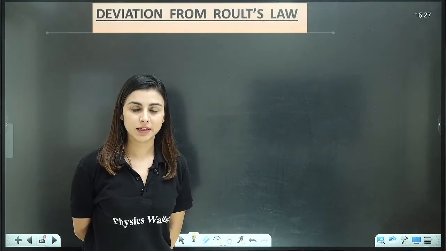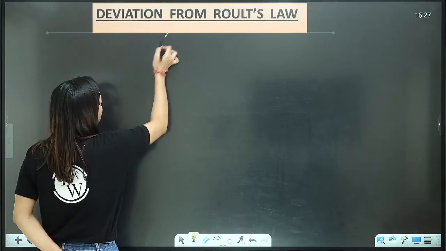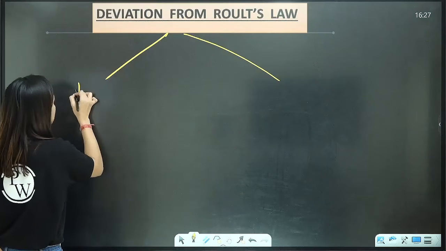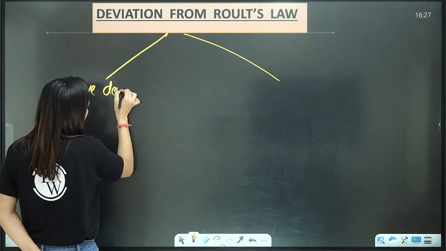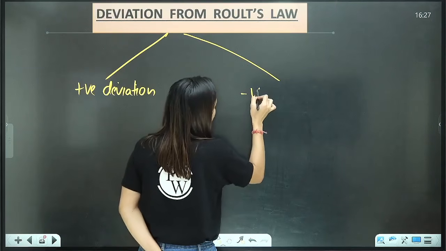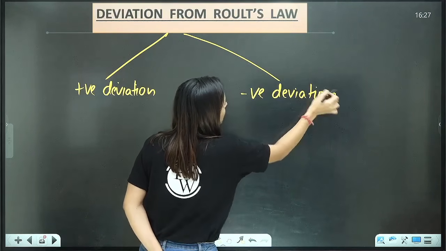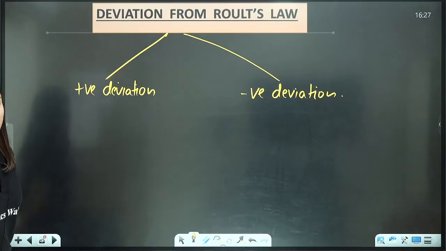What will happen, my dear students? If you talk about deviation, then what are the possibilities? You can have positive deviation and you can have a negative deviation. Okay? Okay. So now we are going to talk about these.